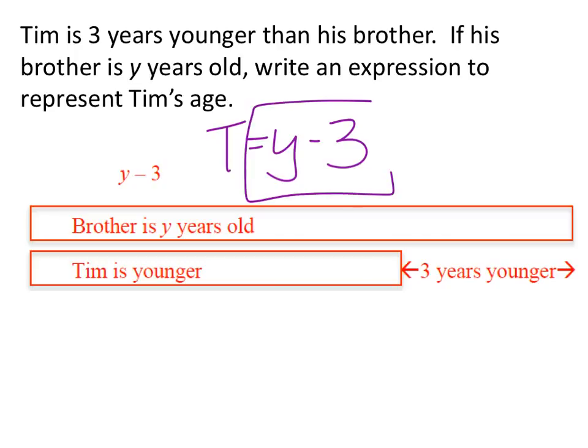But this right here is the expression. The model, notice, the brother's bar here, we don't know how long it is. All we know is that we're going to have to remove, as we did in the expression, we're going to have to subtract 3 years off of his brother's bar to get Tim's age.